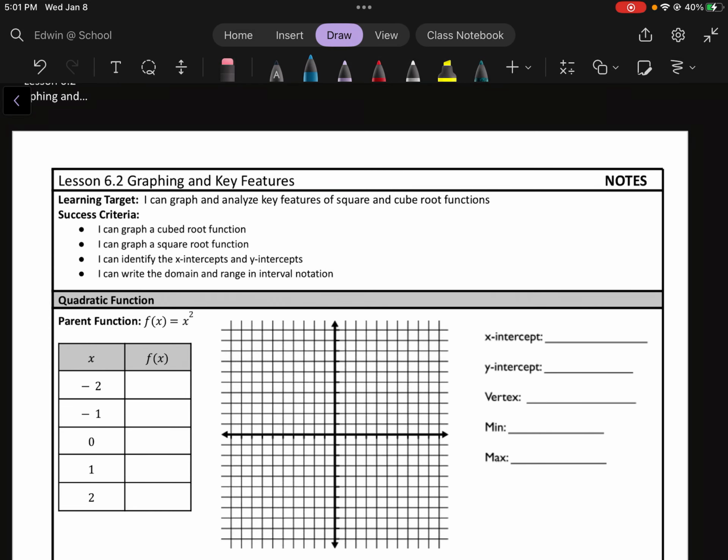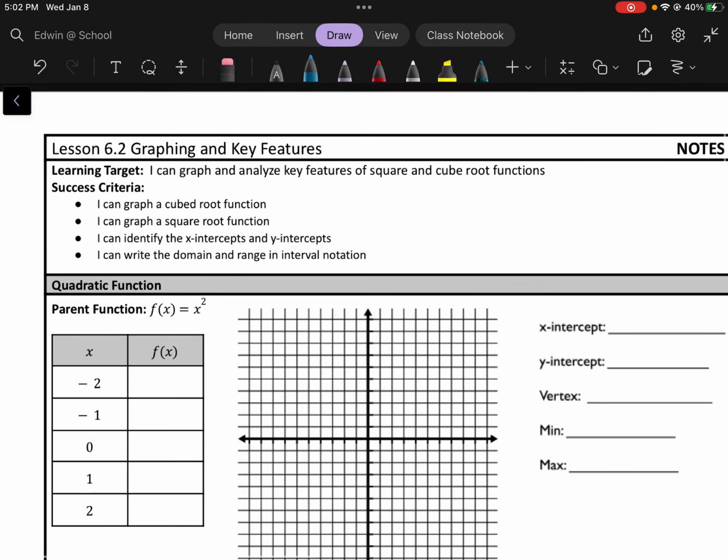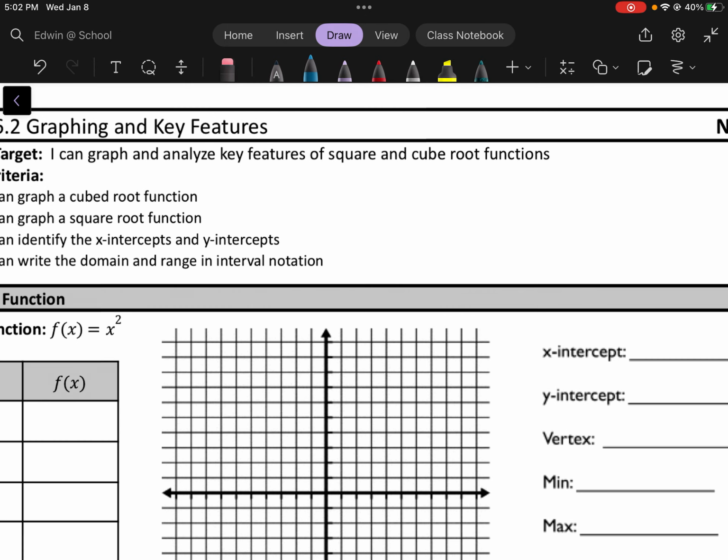All right, so today I'm going to be going over lesson 6.2. It's going to be about graphing and finding the key features of some certain functions like the square function, the square root function, which is something like this. There's a little 2 here, but we don't always write it. And that's also the same thing as writing x to the 1/2, as we learned in the previous lesson, 6.1.